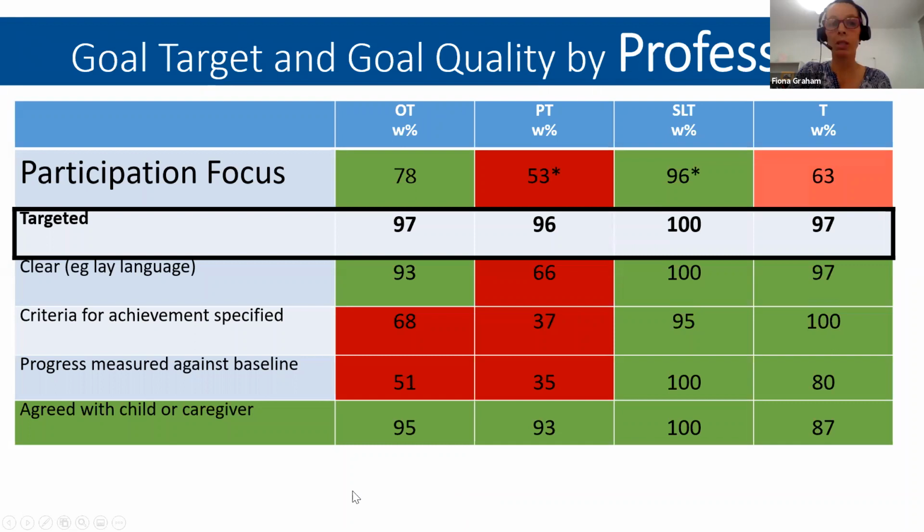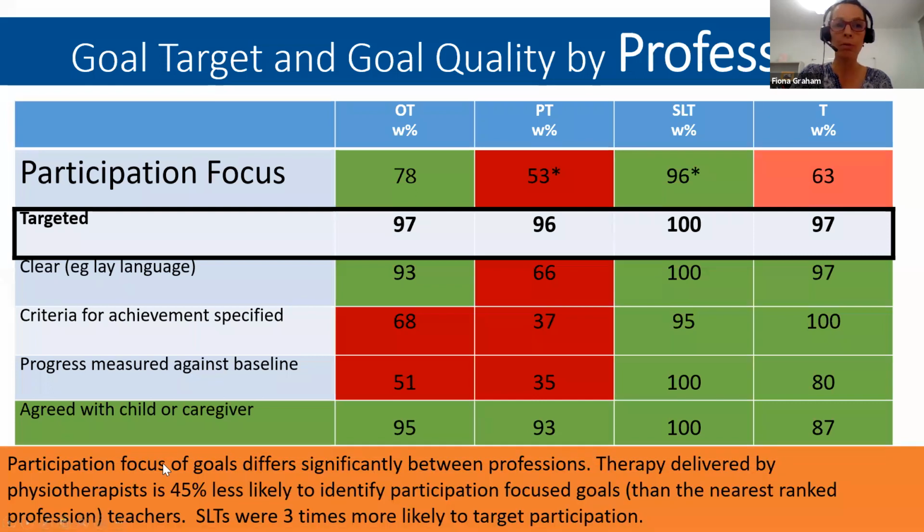So I always find this slide piques everybody's interest. How did we compare against the other profession? And again, really interesting here. I think the key message here is a big one for physiotherapy, that the focus of goals did indeed differ significantly between professions. Therapy delivered by physiotherapists was 45% less likely to be participation focused in goals than the nearest ranked profession, which was teachers. SLTs were 3 times more likely to target participation than physiotherapists. And there are some really interesting contextual arguments that we make around why that might be the case.